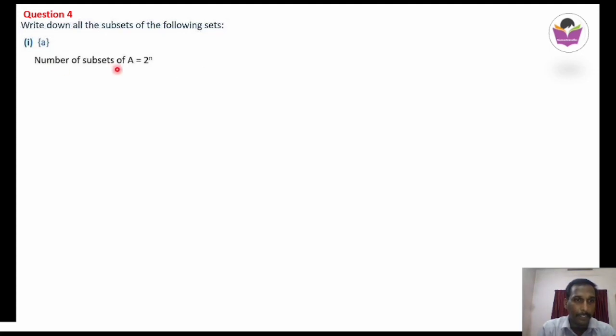For calculating the number of subsets, there is also a formula. The number of subsets is equal to 2 power n. This is the formula. Here n means the number of elements of the given set. Here A has only one element, so n is 1. So 2 power 1 is equal to 2. So we should get 2 subsets for this set. The 2 subsets are quite simple. One is the null set, another one is the set itself.